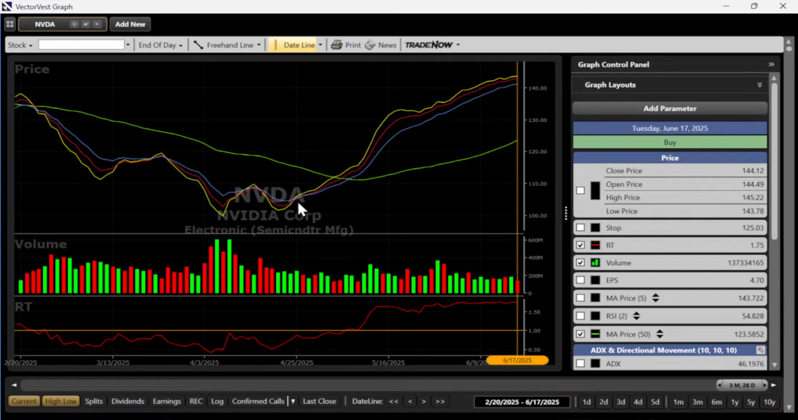So if we take a look at NVIDIA back here, where price had been below the 50-day moving average for a while, right? Those three EMAs were below the 50, so you're downtrending here. But now price approaches the 50.